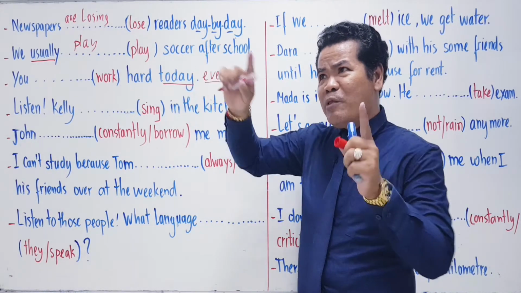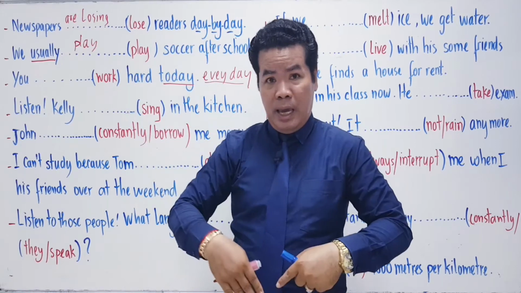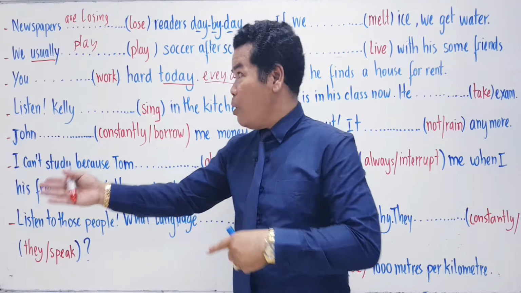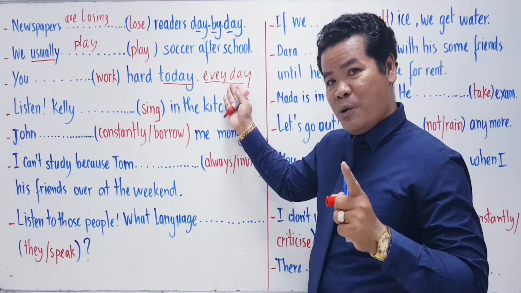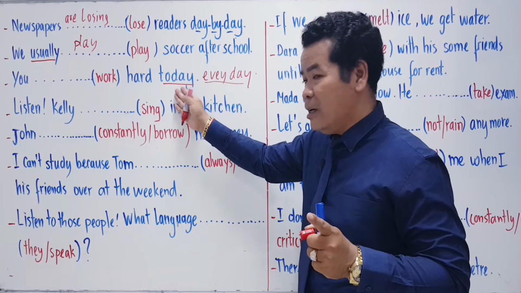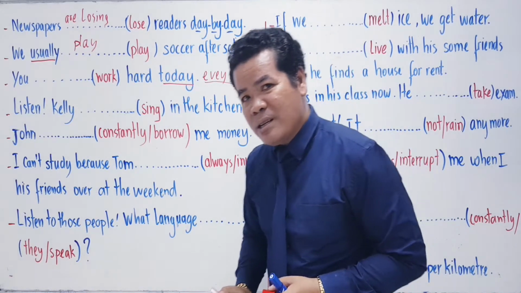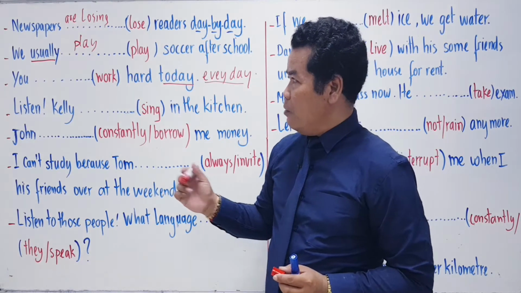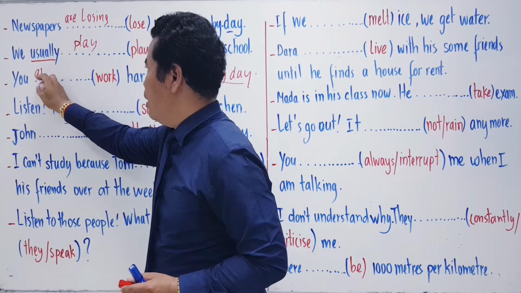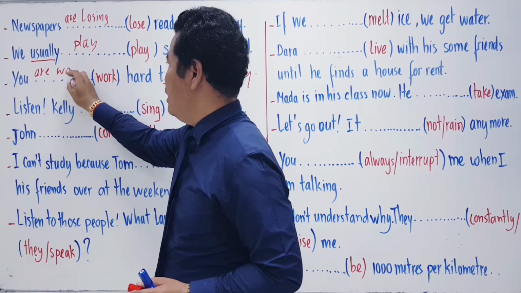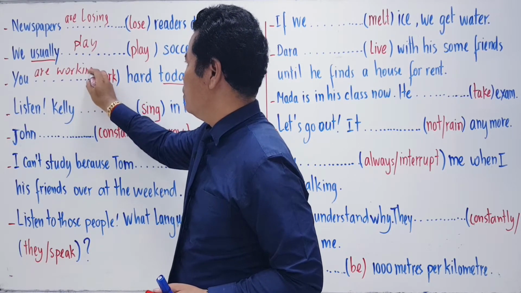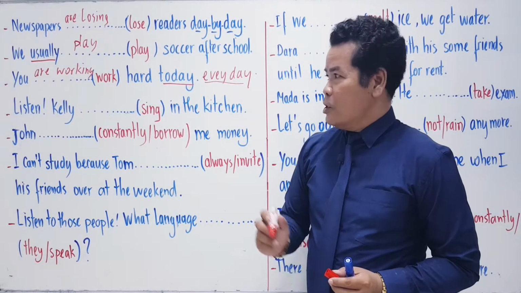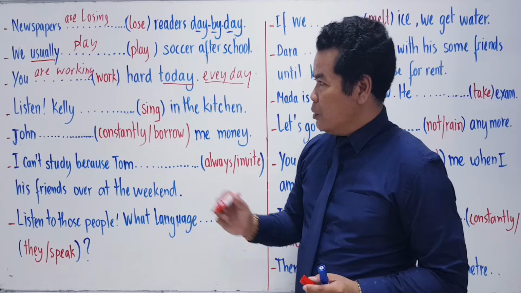But now, do we use the word every day or the word today? Today. But every day is different from today. You understand? Today is different from every day. So every day is present simple, and when we have the word today here, it's gotta be present progressive or present continuous. So what do we have now? You are working hard today.